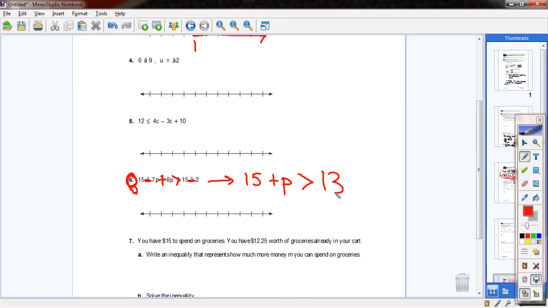Now what are you going to subtract from both sides, kids? Subtract your 15, and you're going to end up with p greater than what, kids? -2, okay? So reference -2 somewhere. I don't care, I'm just going to choose -2 here. Open or closed on -2, kids? Open, right? Left or right? Going to the right. We want to be bigger than -2. There it is.